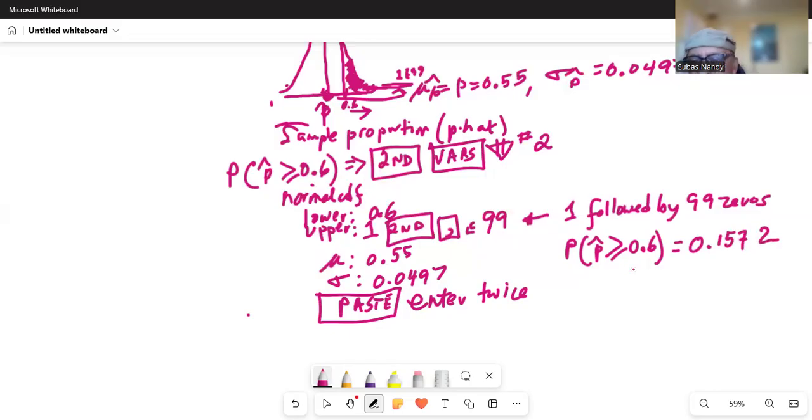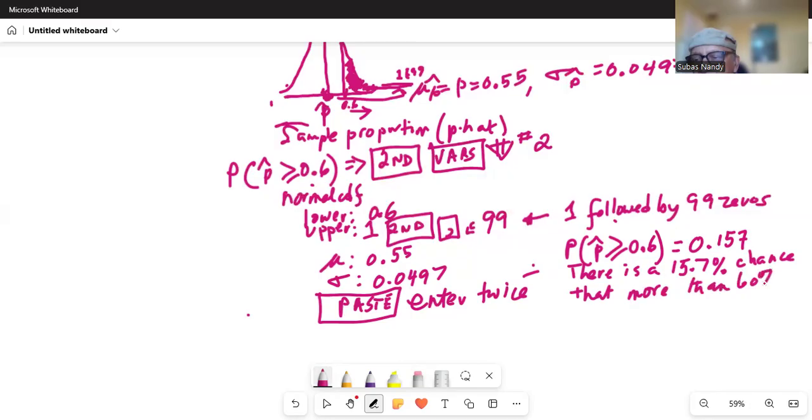You might say 0.1572. Let me erase that and put it here, or leave it at the third place. So that means there is a 15.7% chance. I multiplied by 100, shifting the decimal two places to the right, that more than 60% of British firms will experience a cyber attack. Cyber attack. Now let's quickly take a look at part B.